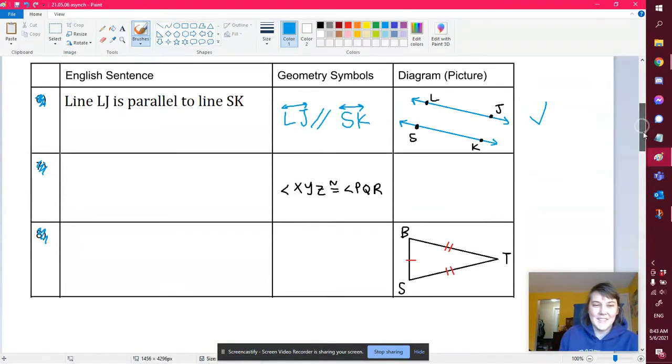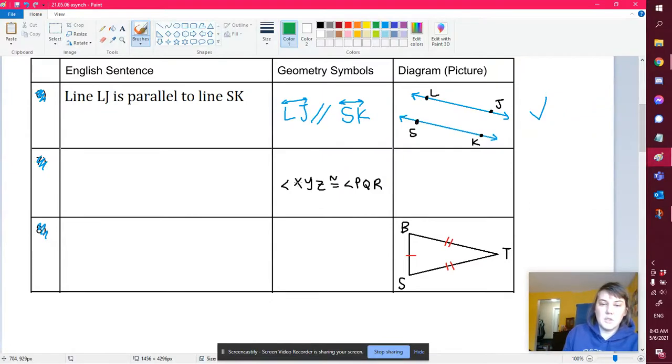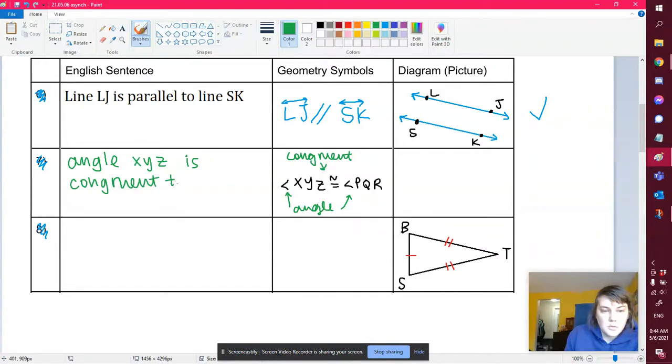All right, the next one, the one where we're given the geometry symbols. To me, we see the angle sign and we see the congruent sign. So writing the English sentence, I'm just going to translate each of these symbols into the word. I'm going to say angle XYZ is congruent to, so I've done this, I've done this, I've done this. What is it congruent to? Another angle, and this one is PQR.